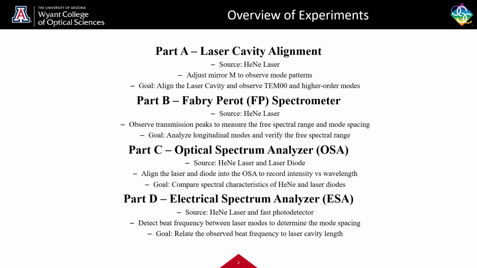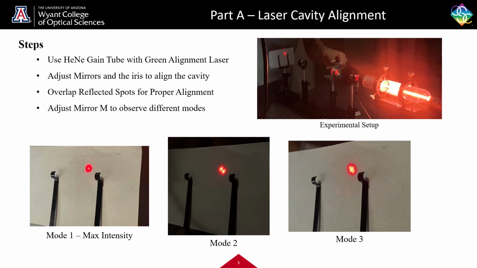So for an overview of the experiments, in part A, we use a laser cavity alignment to align a laser cavity and observe different modes. In part B, we use a Fabry-Perot spectrometer to analyze longitudinal modes and verify the free spectral range. In part C, we use an optical spectrum analyzer to record intensity versus wavelength of a laser and a diode. And in part D, we use an electrical spectrum analyzer to relate the observed beat frequency to laser cavity length.